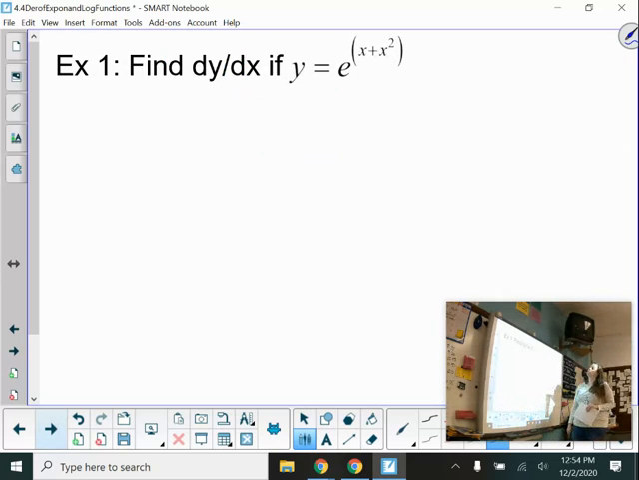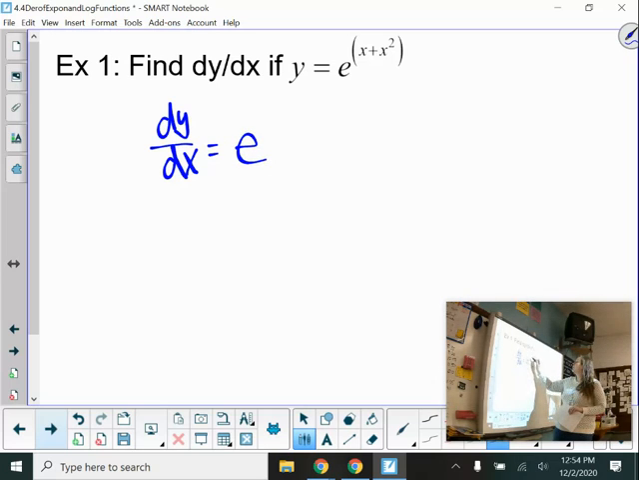Okay, so here's our first example. We're finding dy dx if y is equal to e to the x plus x squared power. So dy dx is going to equal, anytime you're taking the derivative with an e, you always repeat what you have, and then you multiply by the derivative of the exponent. Since the exponent has two components, I'm actually going to put this in parentheses. The derivative of x is 1. The derivative of x squared is 2x. So this is going to be 1 plus 2x.